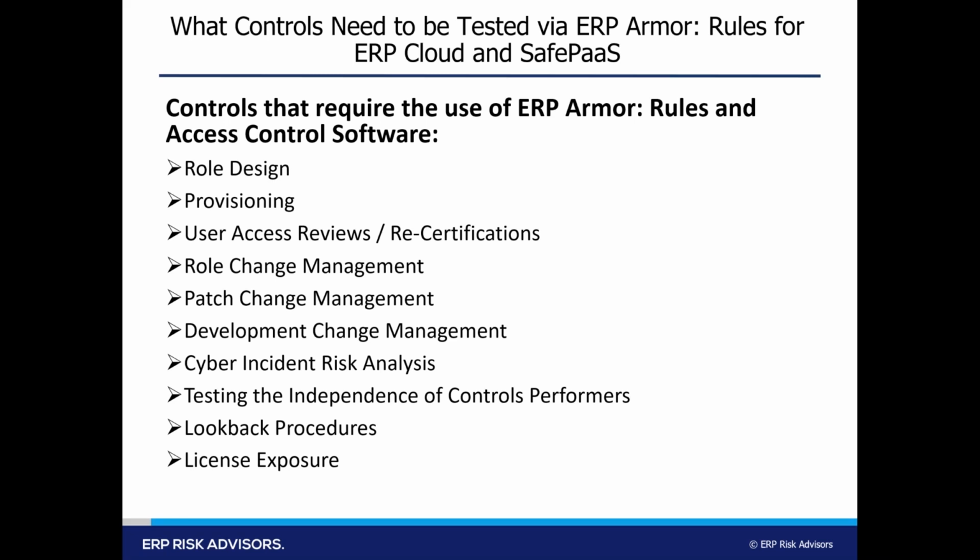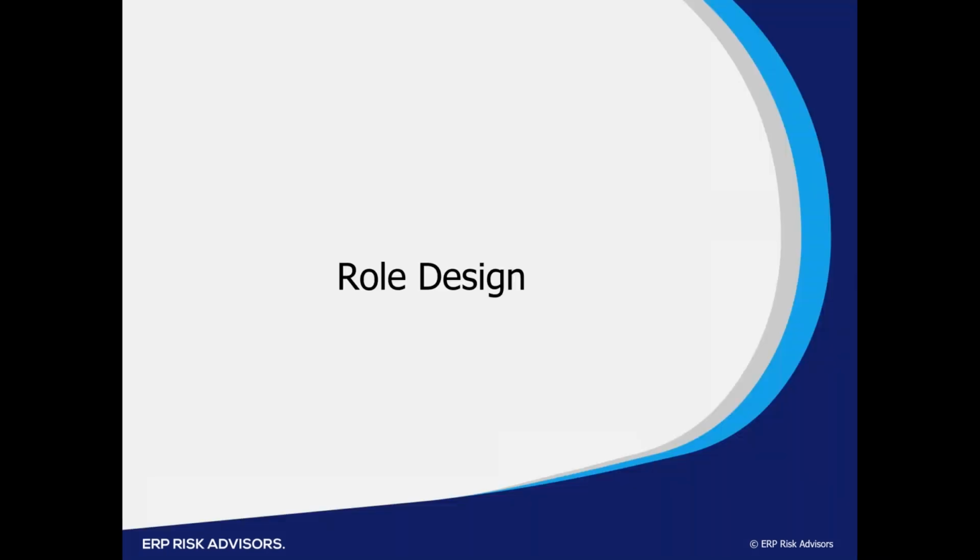Testing the independent control performers, I just touched upon that a few minutes ago, making sure that people performing controls don't have access to things that they are evaluating. And then the execution of look-back procedures, there are lots of different times where look-back procedures need to be executed. And then the last is license exposure. So we're going to cover role design and provisioning today, and then the other 8 of these we're going to cover in the next couple of sessions.